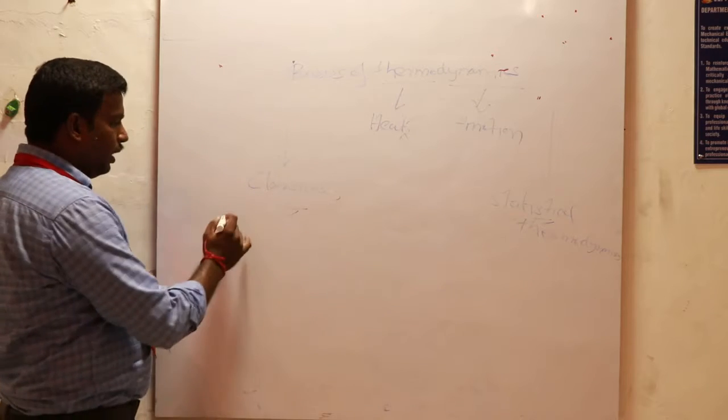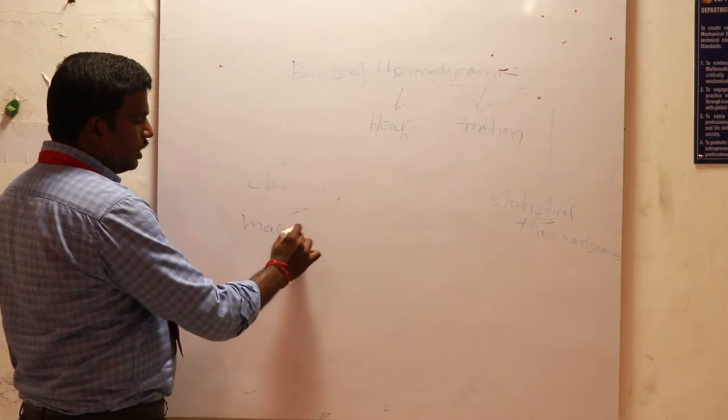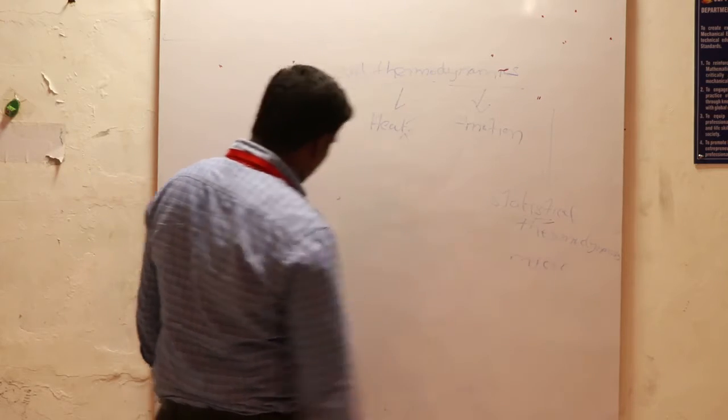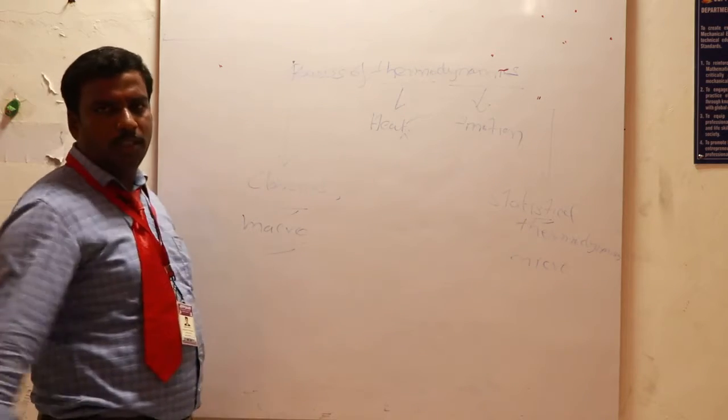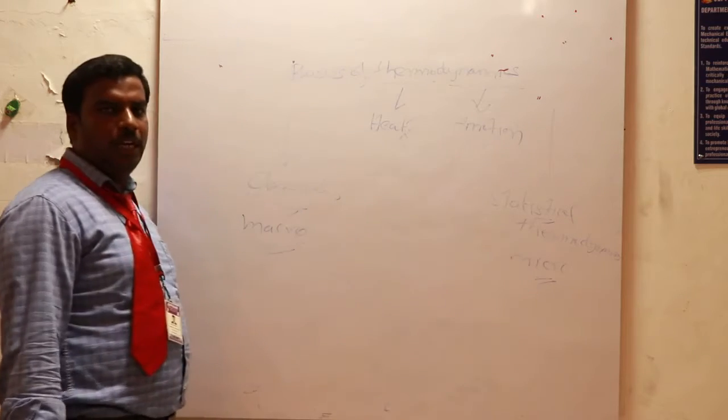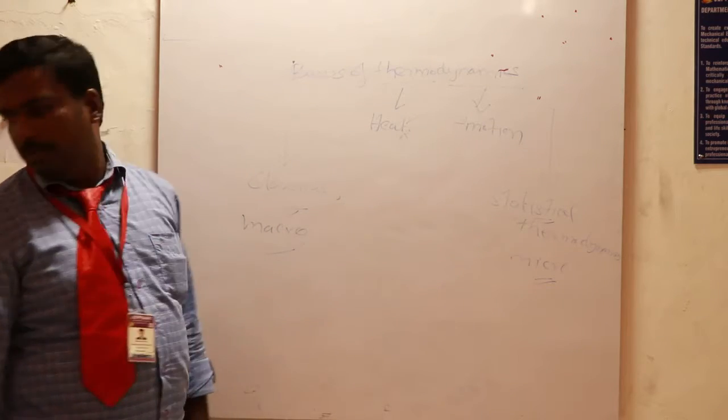So what is macro and micro? As the name indicates, macro is a study of overall properties of a system and micro is a study of individual properties of a system.